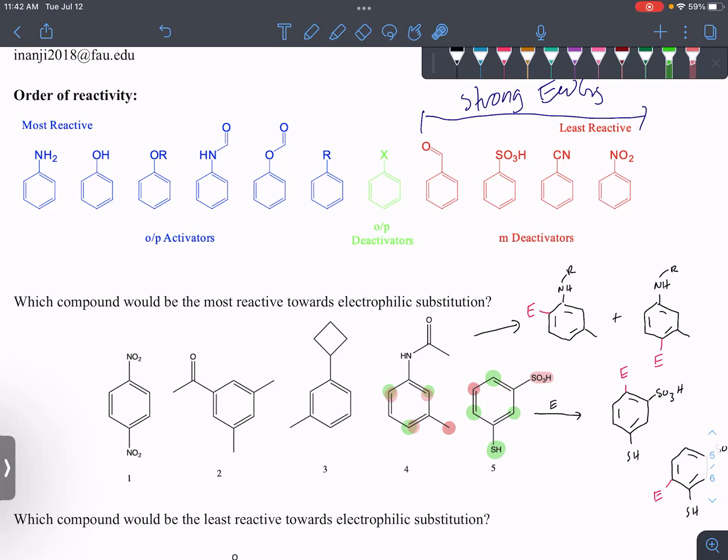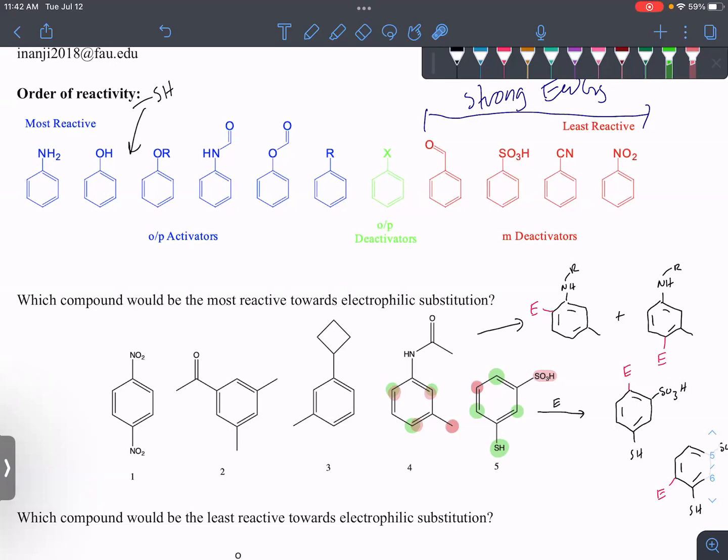In this case, we are comparing SH versus SO3H. SH is not here, great. Okay, SH is somewhere around the alcohol because sulfur functions like alcohol. So SH is there because it's a pretty strong resonance activator, while SO3H is all the way down here, it's a strong EWG. It's really not reactive. So SH being an activator and SO3H being a meta deactivator means that SH automatically wins priority.